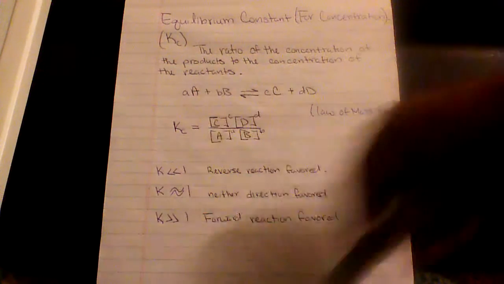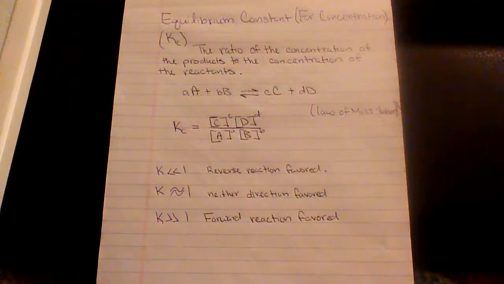This will be touched on more when we link the equilibrium constant to Gibbs free energy. But keep in mind that when K is less than 1, the reverse reaction is favored, meaning reactants are favored. When K is equal to 1, neither products nor reactants are favored. And when K is greater than 1, the forward reaction is favored.